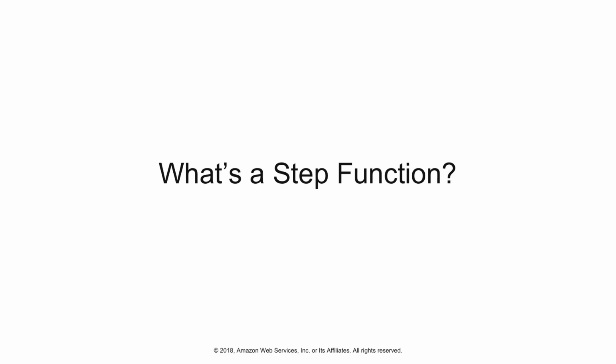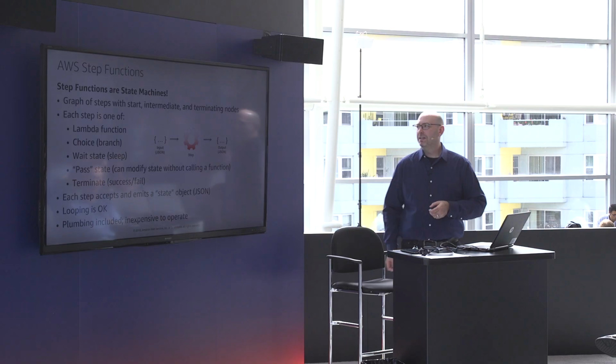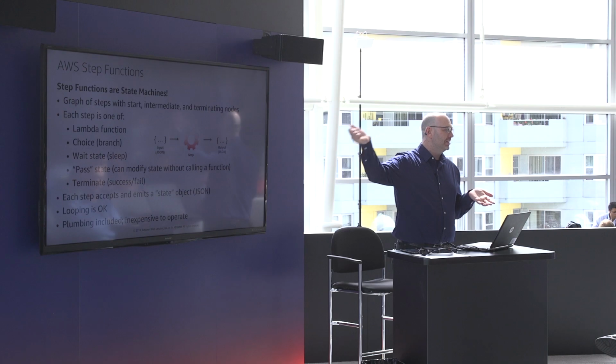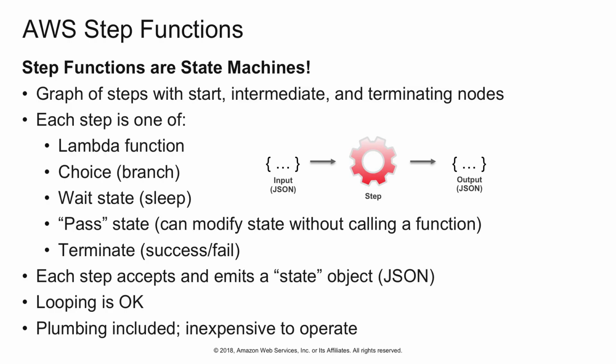So, okay, what's a step function? To make a long story short, a step function is a state machine. Raise your hand if you know what a state machine is. Okay, so the state machine is a graph of steps with start, intermediate, and terminating nodes. I'll give an example of this a little bit later.